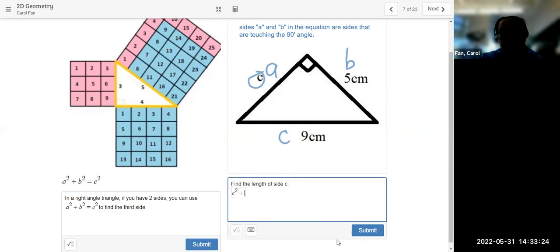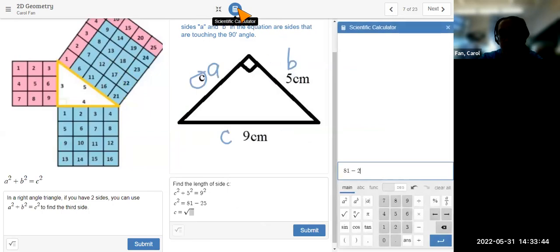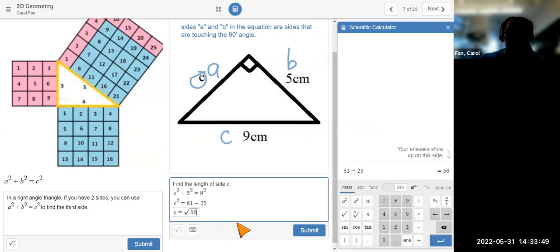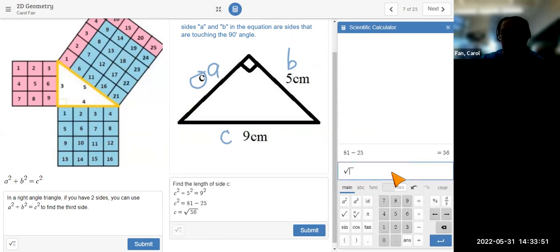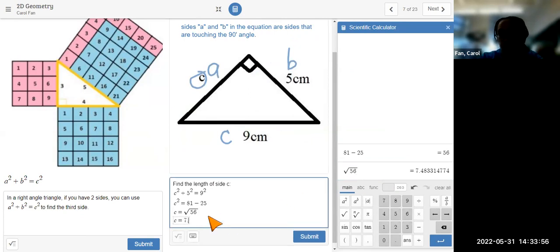So I have C squared plus 5 squared is equal to 9 squared. C squared is equal to 81 minus 25. And I have C is equal to the square root of 81 minus 25. So square root of 56. C is equal to 7.5. This is rounded.